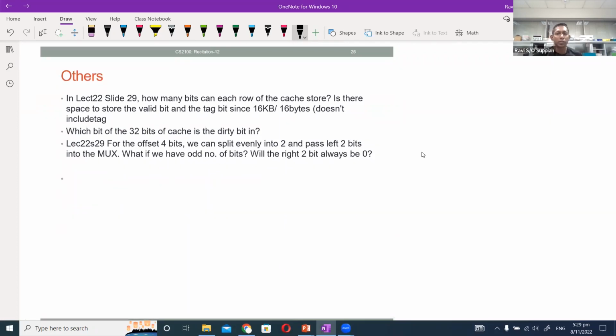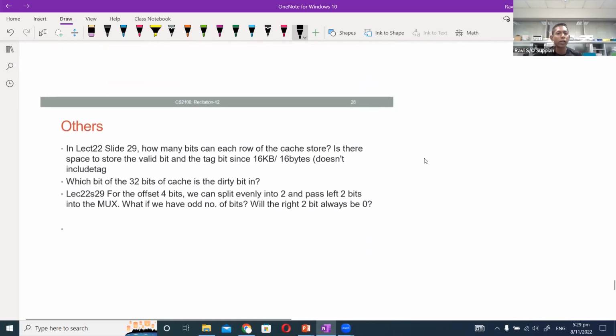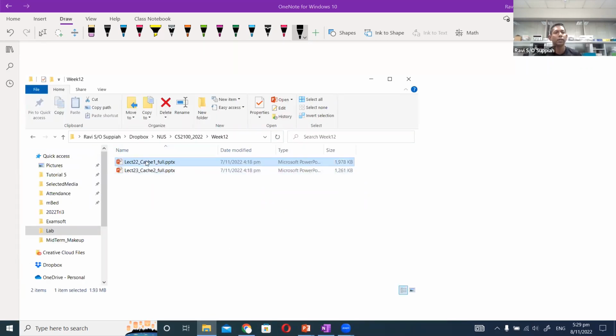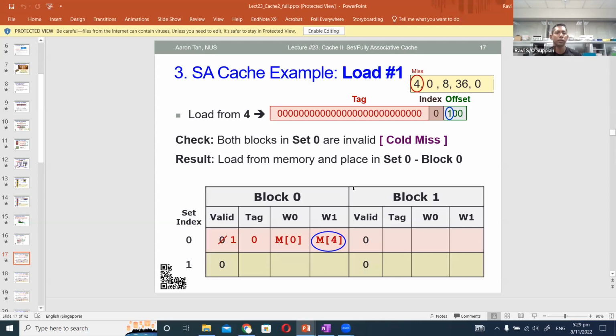Okay, so there's some questions about this as well. Where do you have this additional bit? The valid bit, and so on the dirty bit. When we look at the cache size so far, we only considered the actual data that we want to hold. By right, you also need additional space for the valid bits and so on.